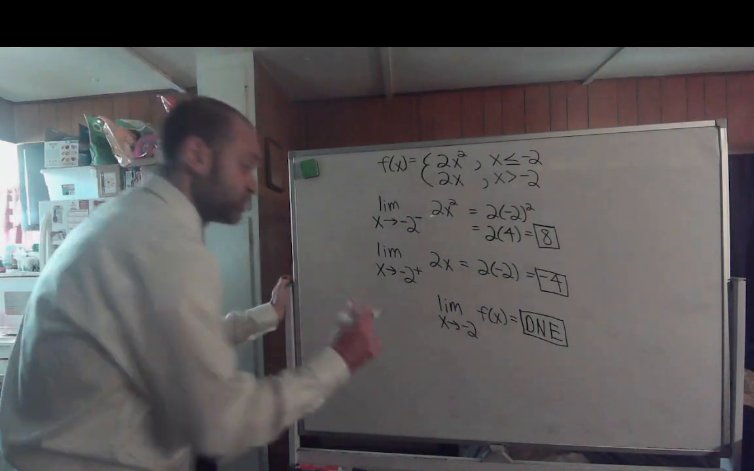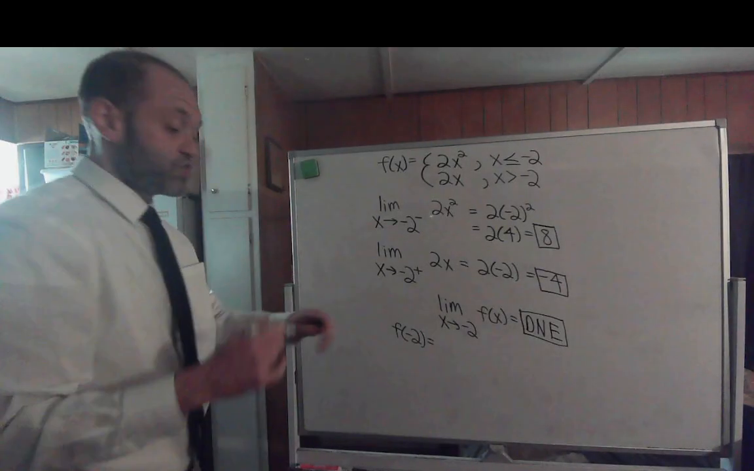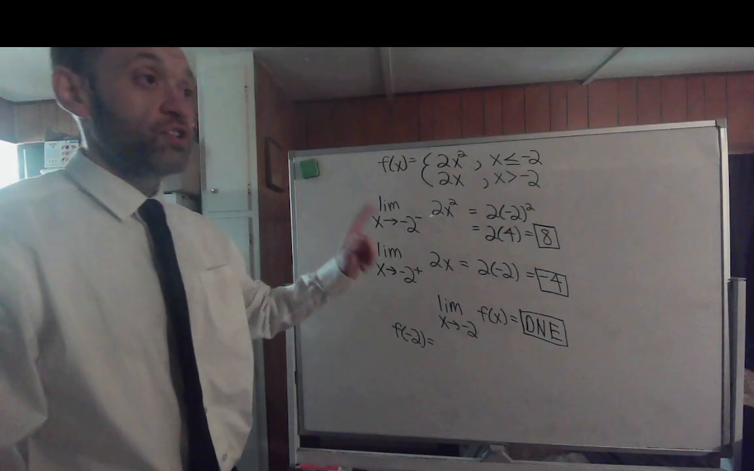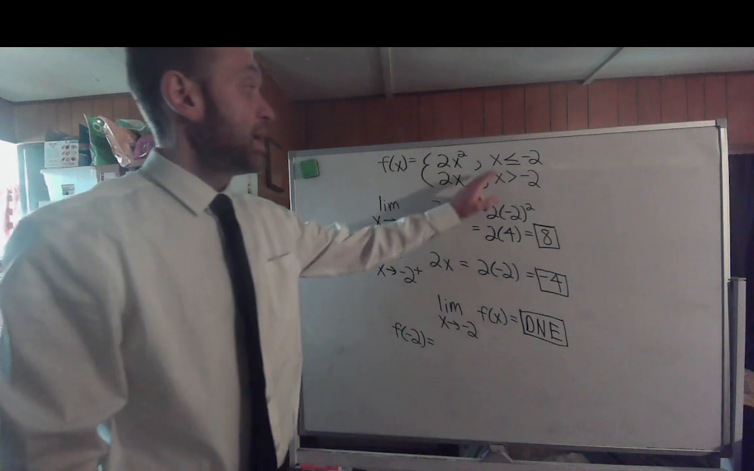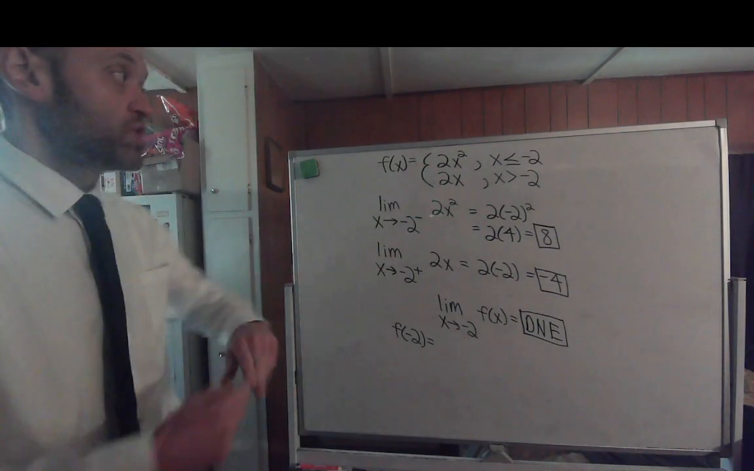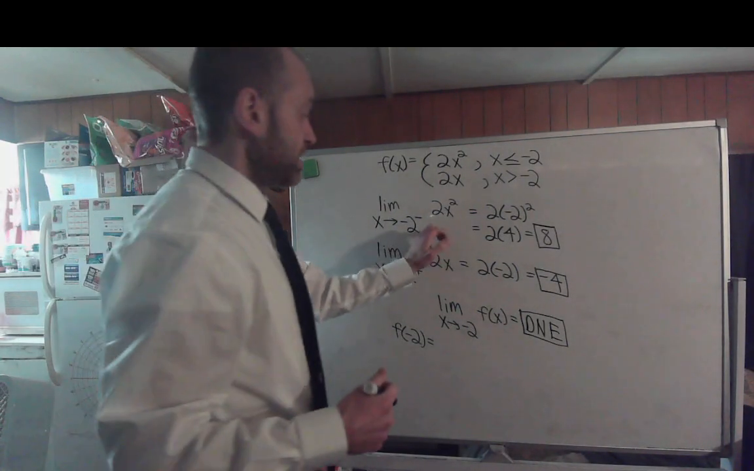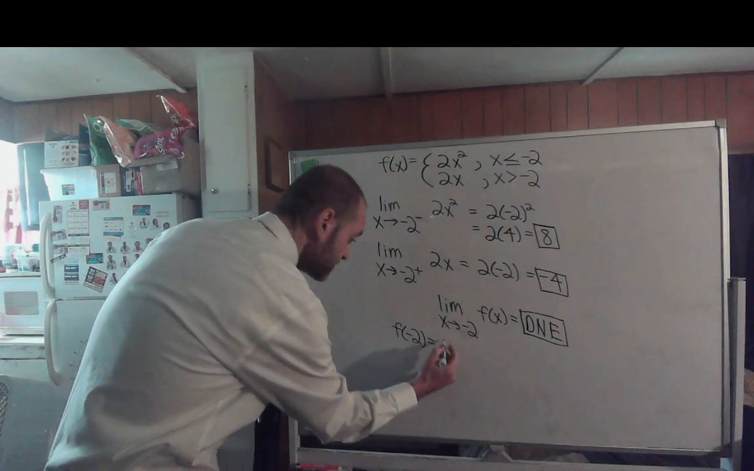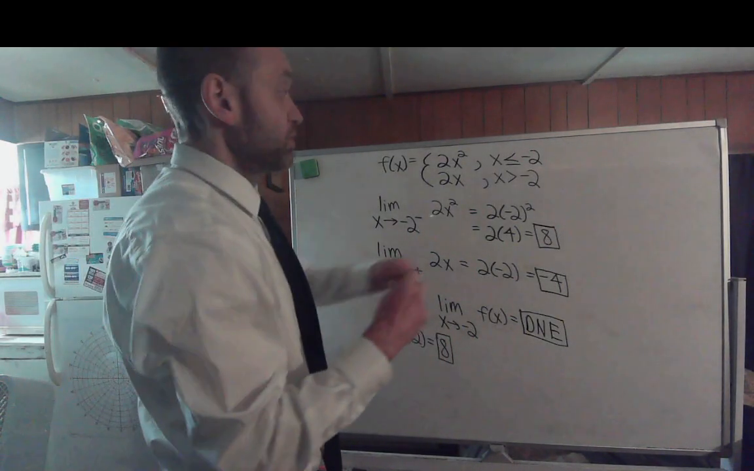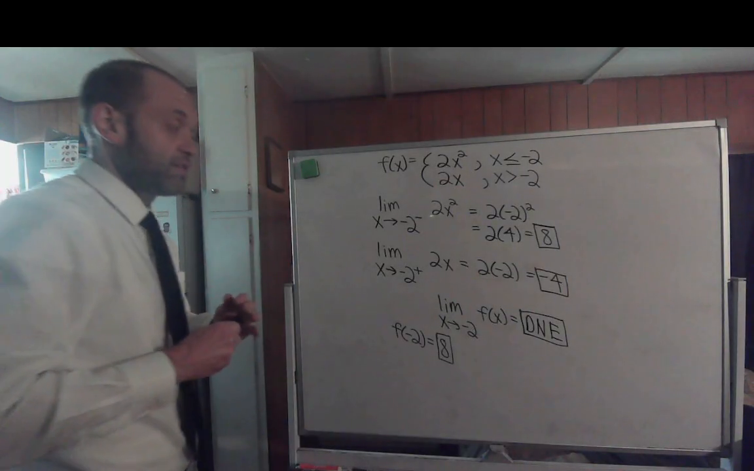Now, what if they asked you to find just f of negative 2? If you're just going to find f of negative 2 itself, you have to go by where that negative 2 is defined. Well, x is less than or equal to negative 2, it takes on the function 2x squared. Well, we've already done that here in the left-handed limit, so f of negative 2 would equal positive 8. That less than or equal to should clue you in that that's where you would plug in your negative 2 for f of negative 2.